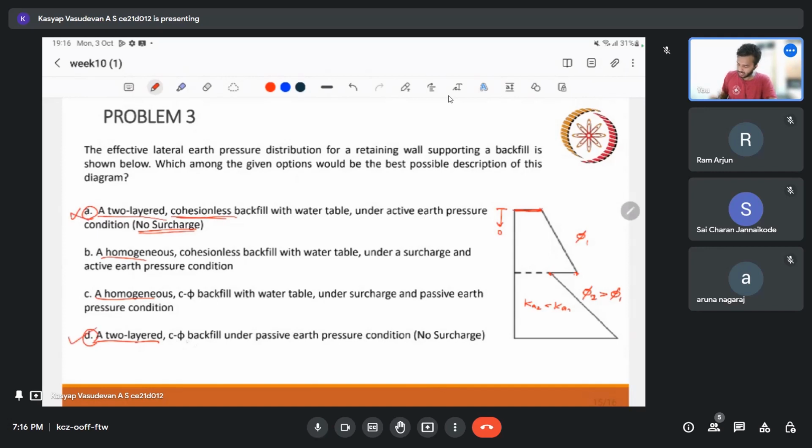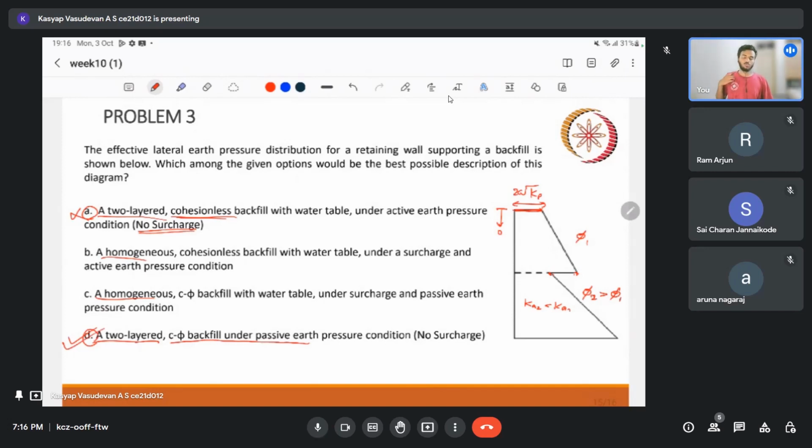So let us just check. Backfill under passive earth pressure. For a c-phi soil, when we have passive, we have 2c root Kp at the top. So this is that value, earth pressure without surcharge. So our correct answer is D.